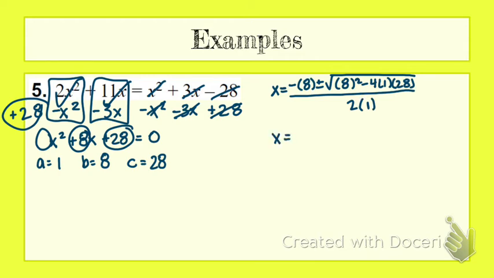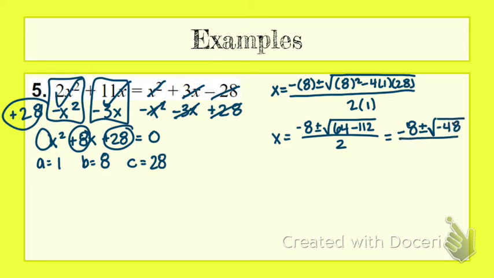And simplify. We get negative 8 plus or minus the square root of 64 minus 112 divided by 2. Then we simplify the stuff under the radical, and we get negative 8 plus or minus the square root of negative 48 divided by 2.